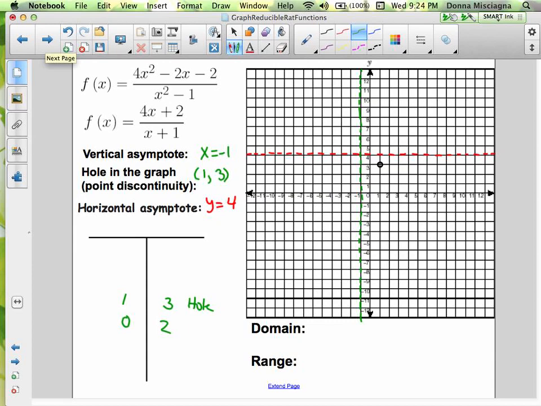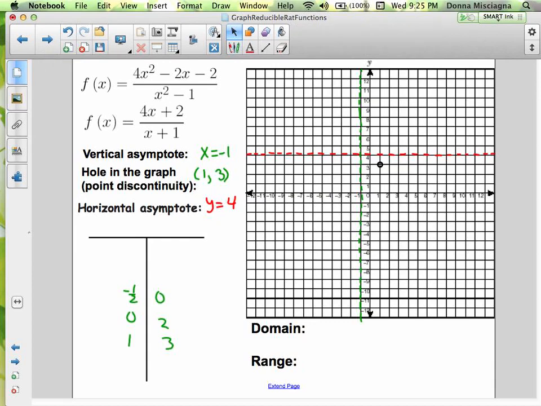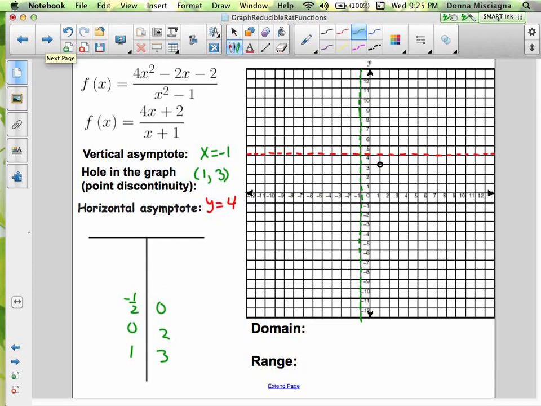Maybe I'll put them in order numerically. The largest there was the hole, which was 1, 3. And then we had 0, 2, and -1/2, 0. So they're all on the same side. So we need some on the other side. We could get one on the other side of the hole just to make sure we know where to go after the hole.